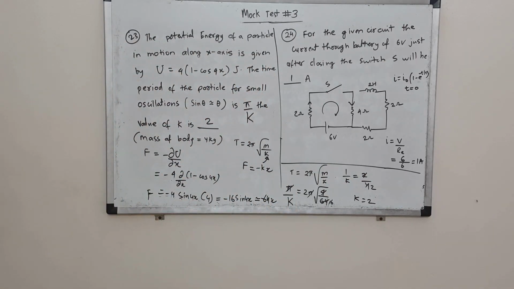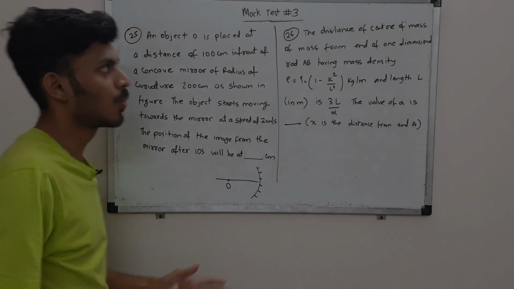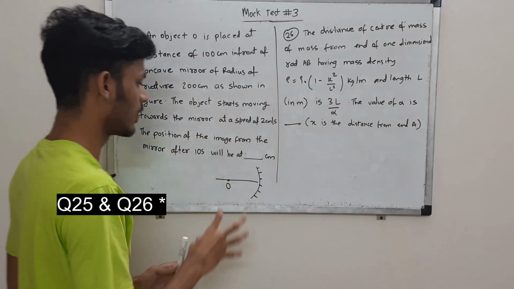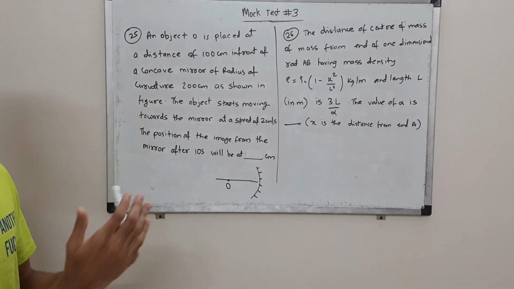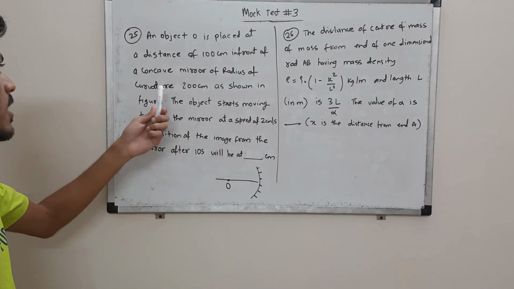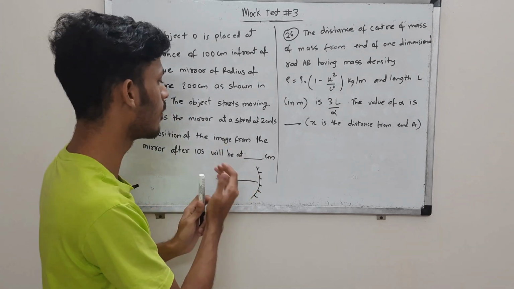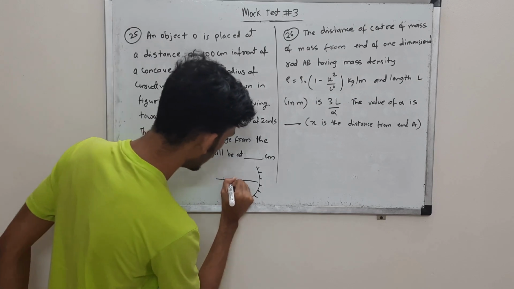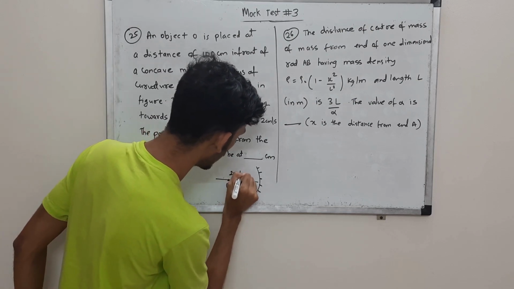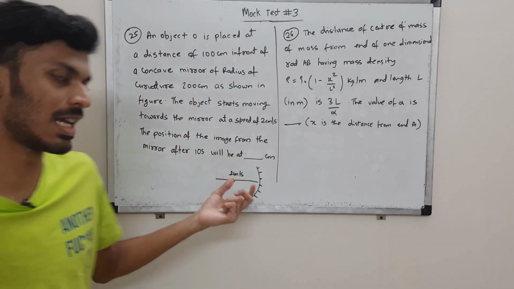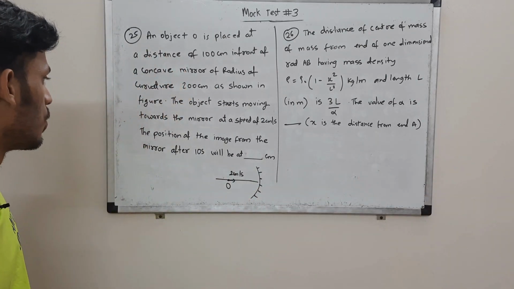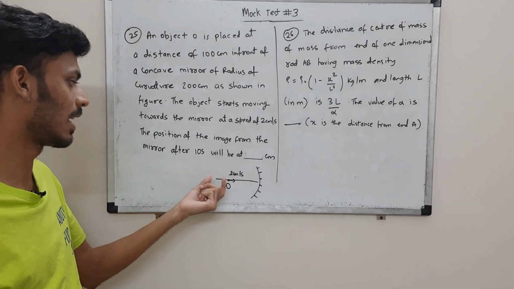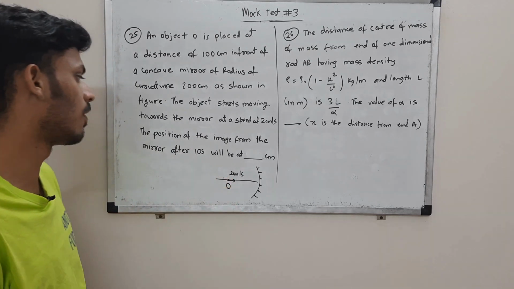So over to the next question. Questions 26 and 27 over here. In question 26, we have an object which is placed in front of a concave mirror at a distance of 100 centimeters. The radius of curvature of this concave mirror is 200 centimeters. The object starts moving. Initially it was at rest, now it moves with a velocity of 2 centimeters per second towards the mirror. You are supposed to tell what will be the position of the image after 10 seconds once the motion begins.